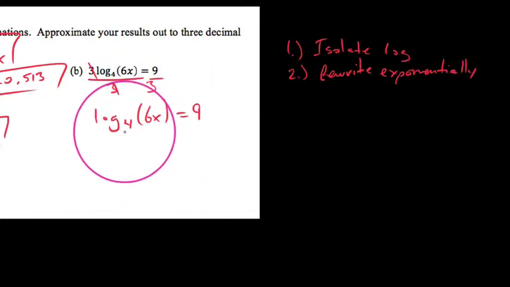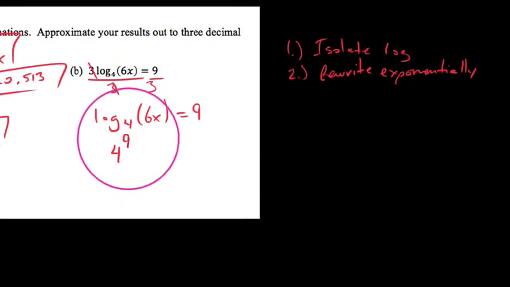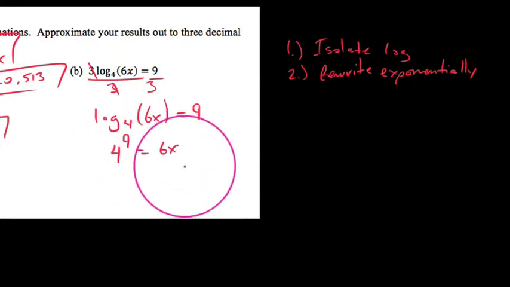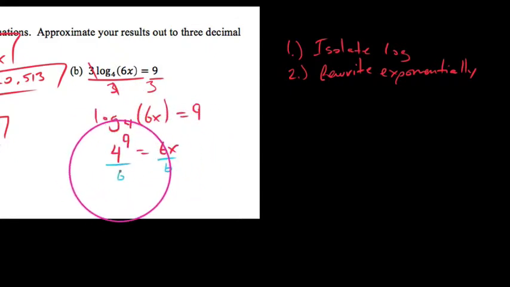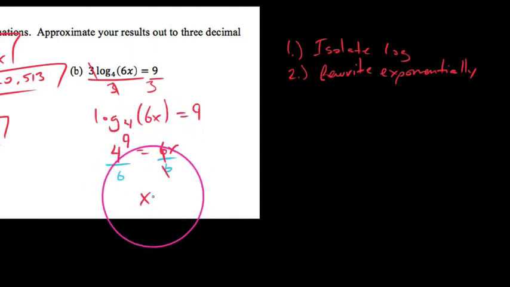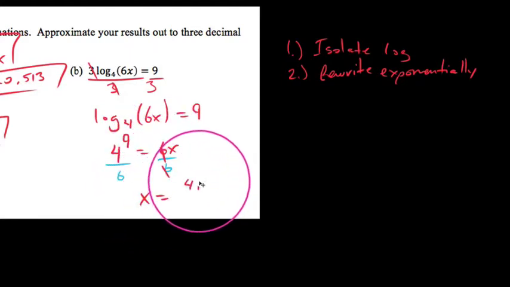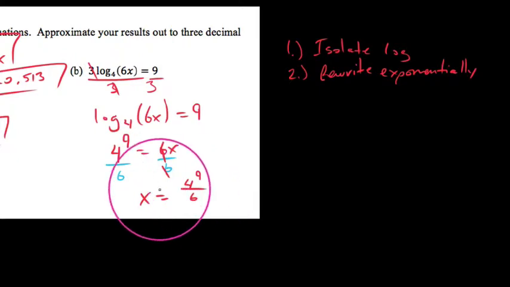Okay, so we say our base here is 4. We say 4 to the 9 is equal to 6 times x. So we can go ahead and divide both sides by 6 here. We can get a purely real result here. We say it's whatever 4 to the 9th power is divided by 6. That's what our x value is.